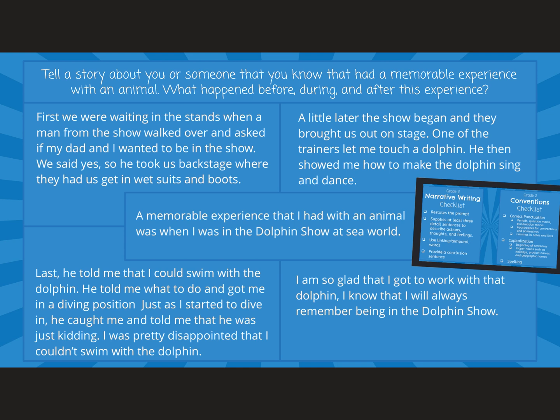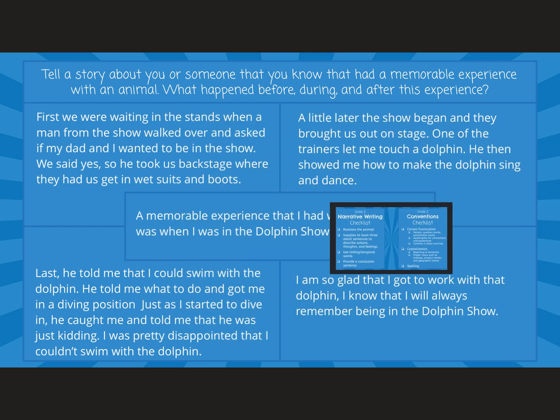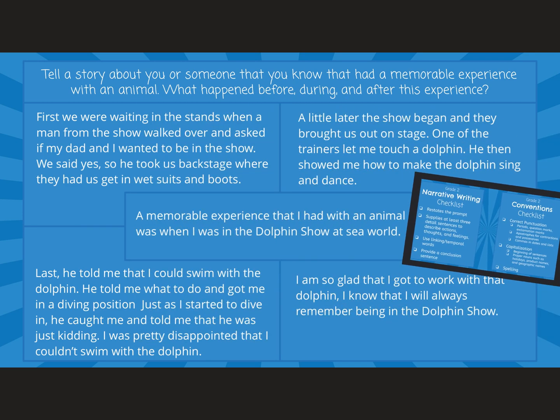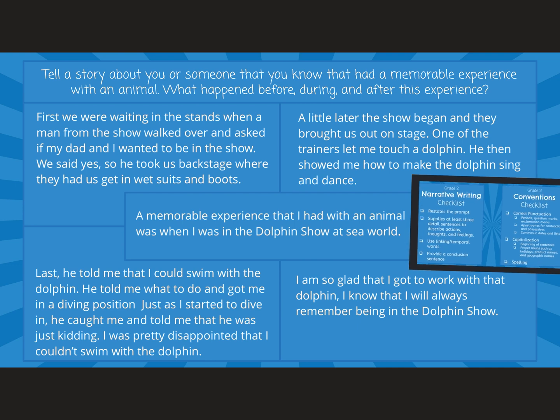All right, friends, I want to get through my example of editing as quickly as possible so that you can get straight to your work and your editing. So I've got my handy dandy checklists right over here, and I'm going to be going through them as I go through my Foursquare. So very first on our list is restates the prompt. So I'm going to reread the prompt: tell a story about when you or someone you know had a memorable experience with an animal, what happened before, during, and after this experience. Then I'm going to read my topic sentence and see if it answers the question.